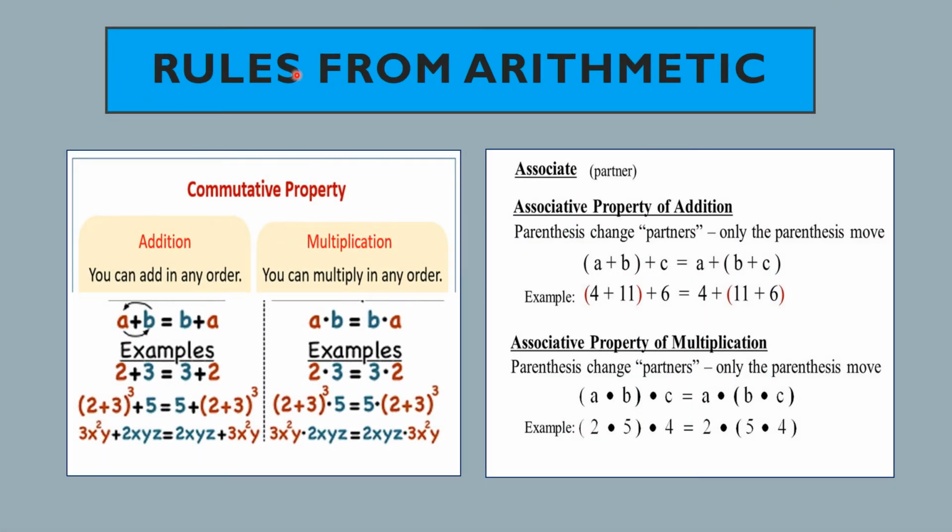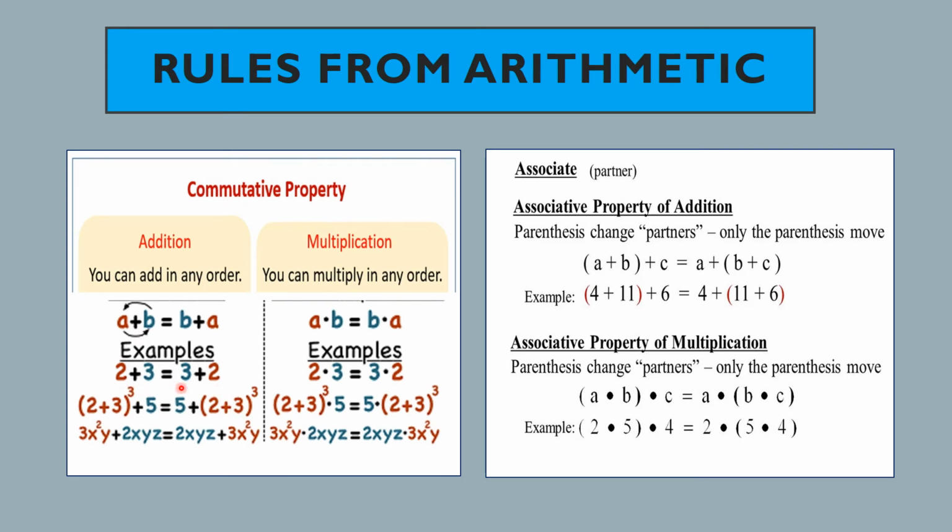Now let us see rules from arithmetic, and how we use algebra in arithmetic. Now, the commutative property. You know the commutative property. The general rule is given by a + b = b + a. That is, if you change the order of addition, the answer remains the same. You can see some examples shown here.